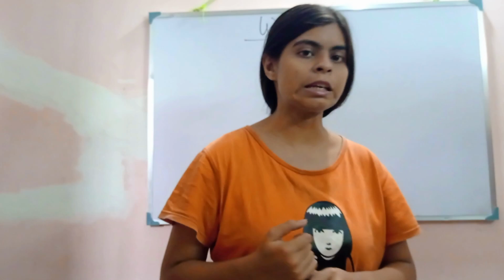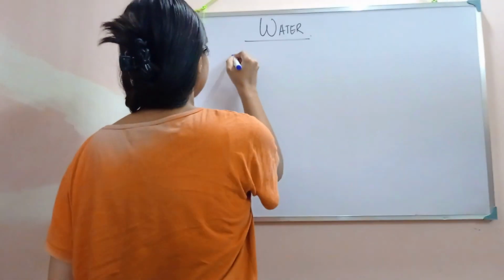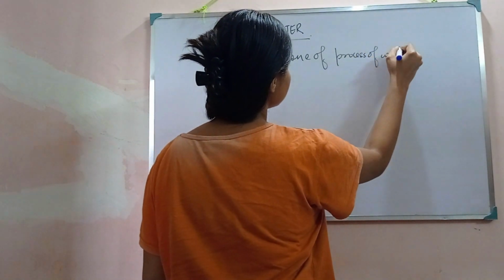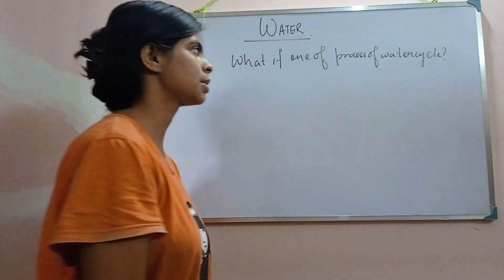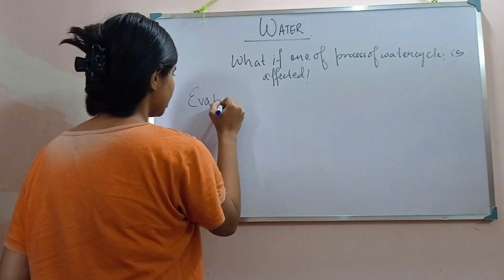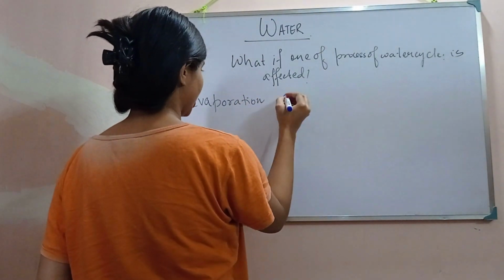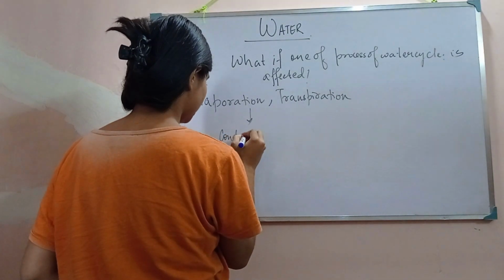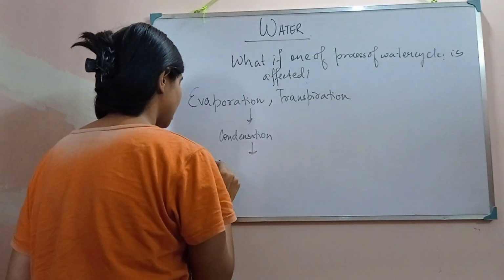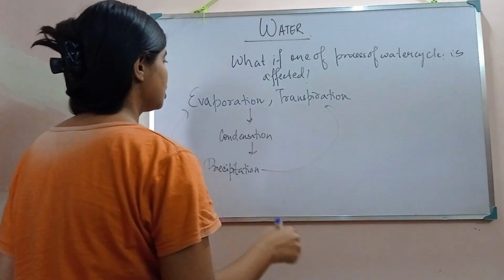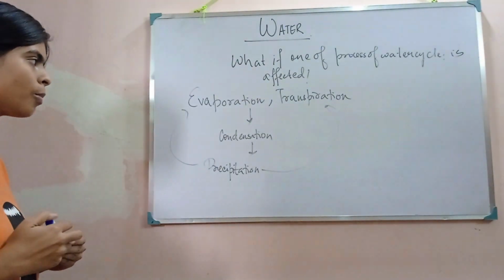But what if one of the processes of the water cycle is affected? We know the processes involved: evaporation, transpiration, then condensation, then precipitation, then again and again. So these are all happening simultaneously. Now what if one of the processes is affected?